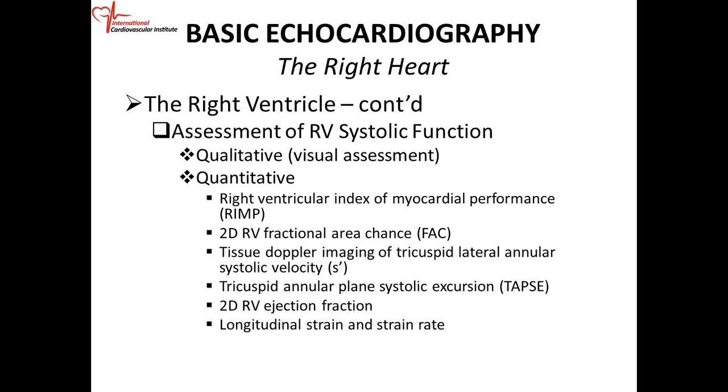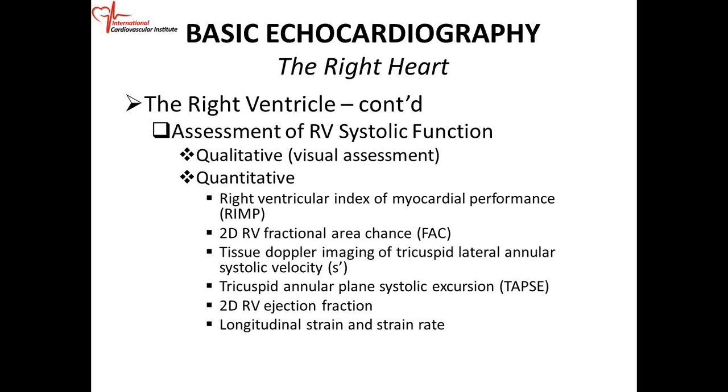But the thing to do is quantitative assessment. You have to do quantitative evaluation, and they're going to test you on quantitative. They're not going to test you on qualitative. So some of the things that we can use for quantitative assessment of the RV systolic function is RIMP, which stands for right ventricular index of myocardial performance. We'll go over that. It sounds complicated, but it's really not. So RIMP, that's right ventricular index of myocardial performance. And we also use it on the left side.